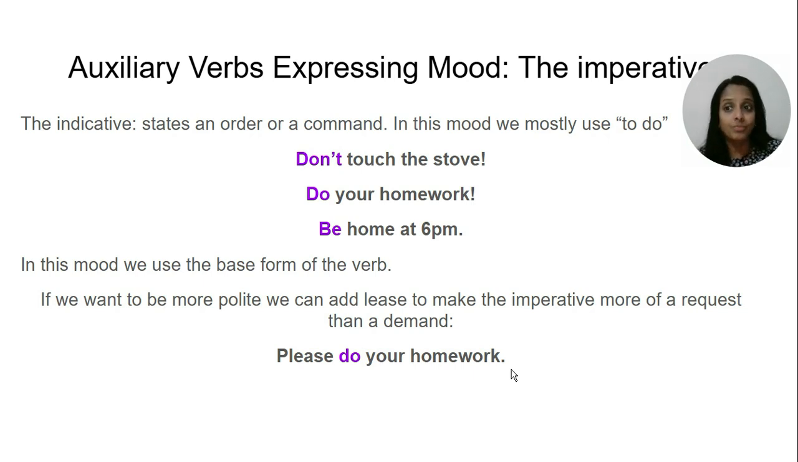Now, it's your turn. Can you think of a situation where you might ask someone to do something politely? Try to come up with a sentence in the imperative mood.